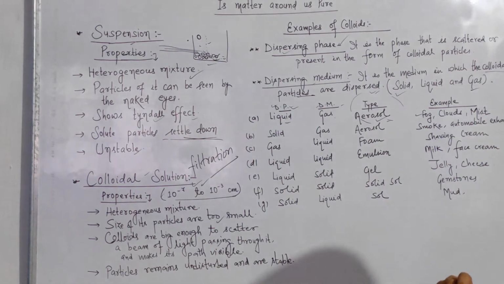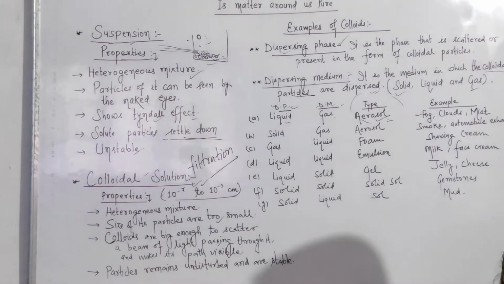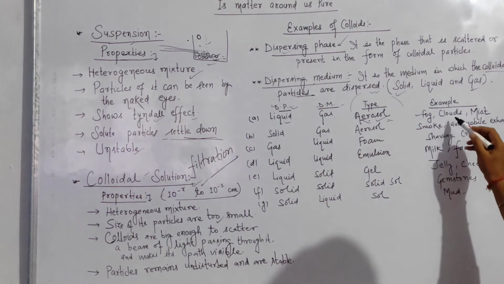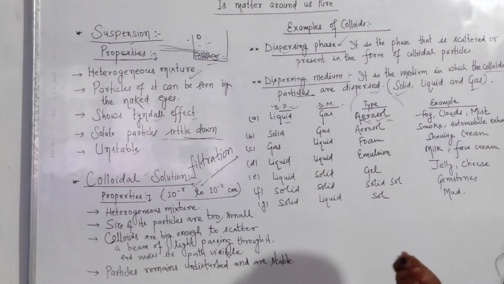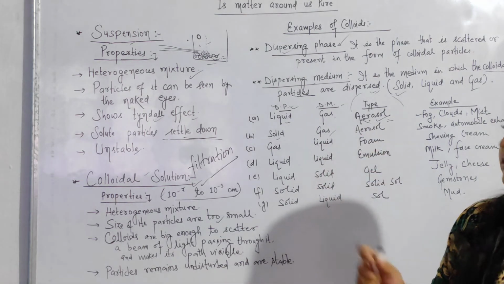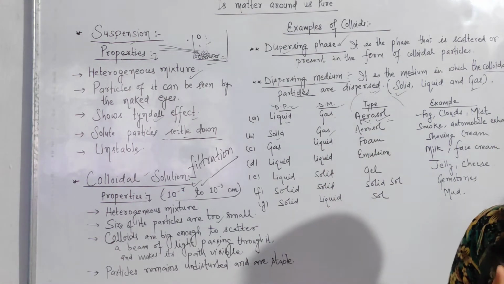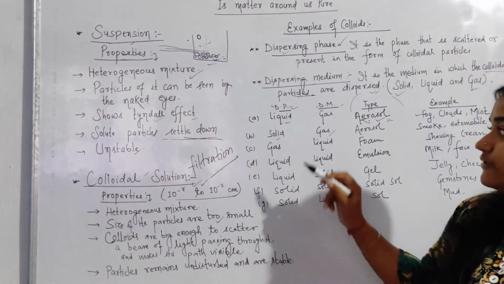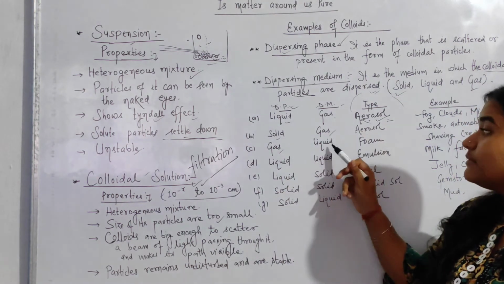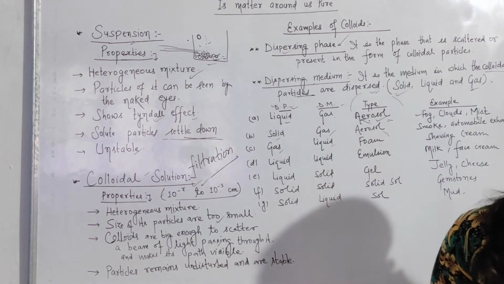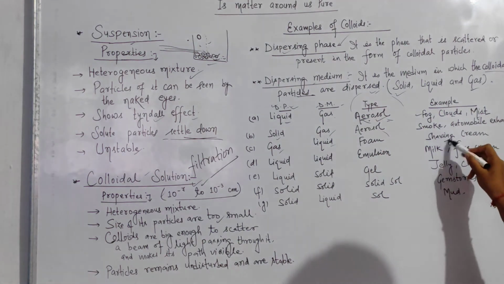That is aerosol. And what can be the examples for it? Fog. Most of the fog is generally made up of air. That is why the name is also aerosol. Clouds, mist, etc. Next, when the dispersed phase is solid and the dispersing medium is gas, it will again give aerosol. Examples: smoke and automobile exhaust. Clear? Next, when the dispersed phase is gas and the medium is liquid, it will give a foam. Example: shaving cream.